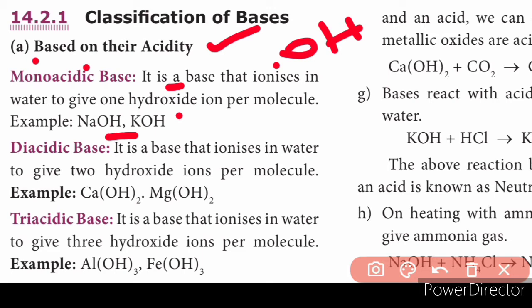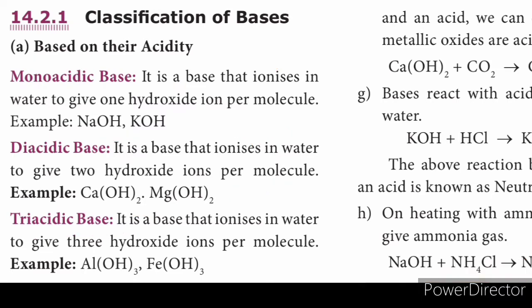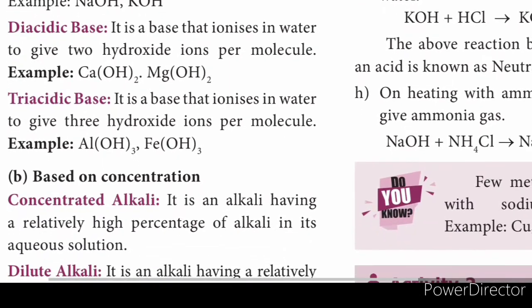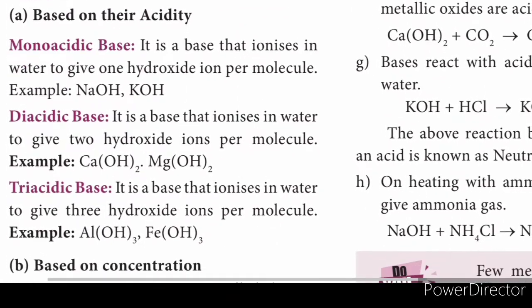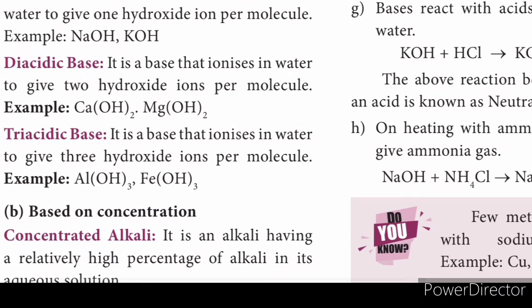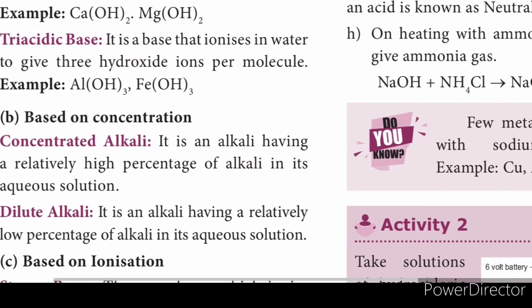What is a diacidic base? If it has two replaceable hydroxide ions. The examples are Ca(OH)2, that is calcium hydroxide, or magnesium hydroxide. You can see the 2 in the suffix of OH. Then triacidic base. What is a triacidic base? If it has three replaceable hydroxide ions. So based on their acidity, bases are classified into monoacidic base, diacidic base and triacidic base.